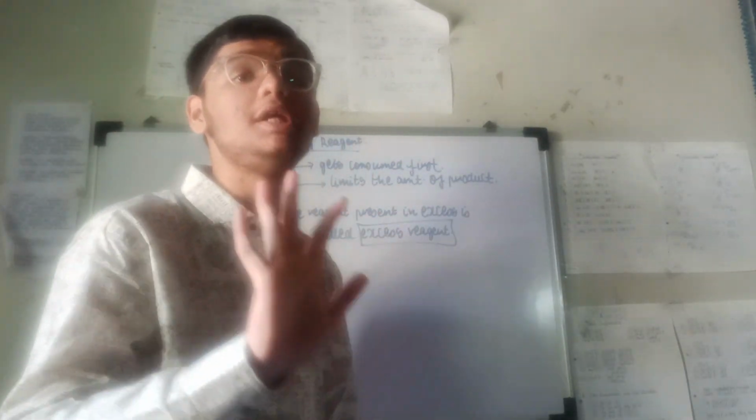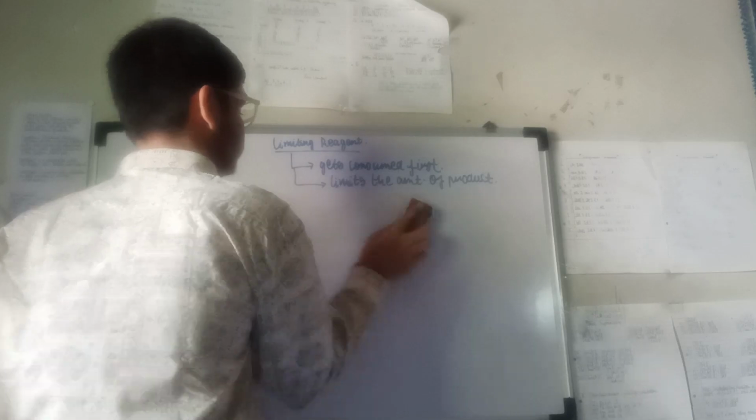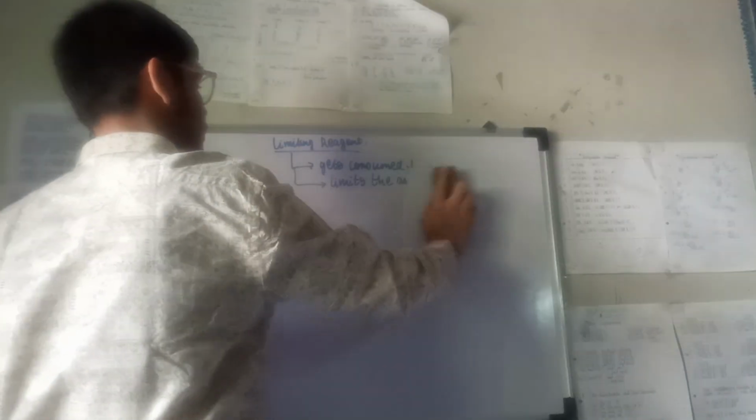Now, this was the introduction. Now, how to find the limiting reagent? That I will tell you. How to find the limiting reagent. I'm rubbing this out. So, step 1. So, what is the step 1?